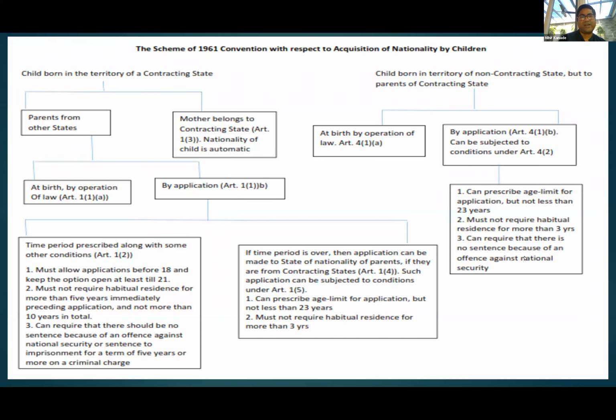Let's go first to the scenario where the child is born in the territory of a contracting state. Again, here, there are two separate circumstances that emerge. I'll go with the second one first, which is, let's say the mother belongs to the contracting state. This is very important to highlight in the context of this convention, because there are countries that are deeply patriarchal in their acquisition of nationality laws. Some of those examples are in your readings. There's a whole analysis of that in week 4 or 5 that we are going through.